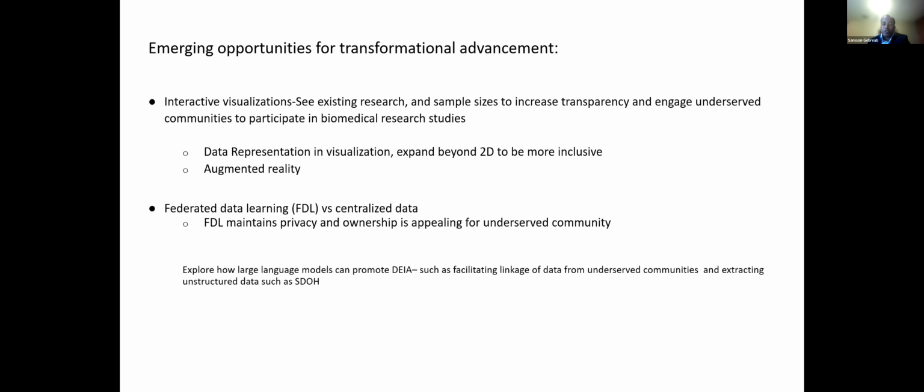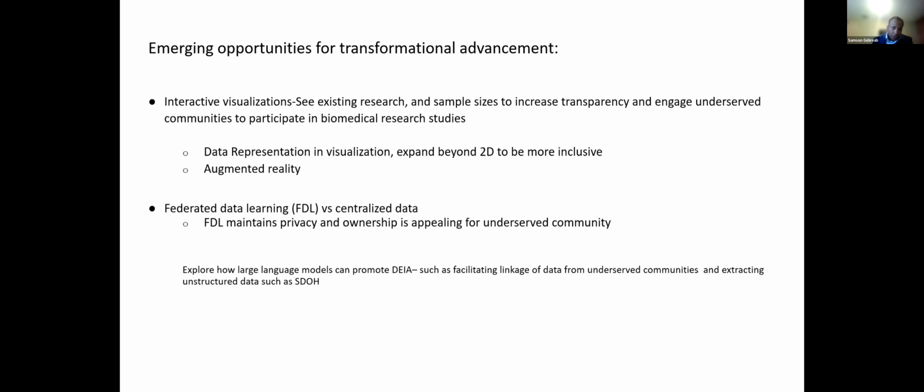of visualization of the representation of different racial, ethnic, and sexual and gender minority groups, especially with augmented reality as well. There was discussion of federated learning versus centralized data, and federated learning is more appealing to underserved communities because it maintains privacy and ownership, while they are also included in the research study.